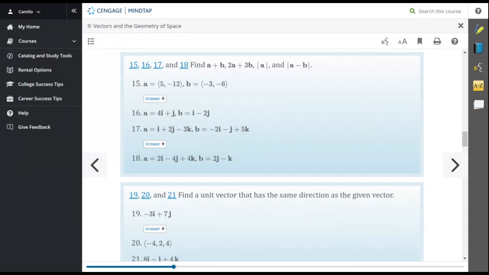They didn't use the arrow notation. Sometimes in the textbook, when they tell you it's a vector, they make it bold. So for 18, you have 2 vectors, A and B. See what you can do. See if you can do 18. I'll be right back.